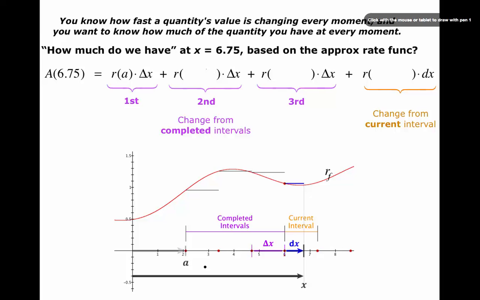Okay? So then, do you see that the first constant rate for the first interval will be R of a? Do you see that? We'll plug in that x value at the left side, and that's going to give you this rate, and we'll make that the constant rate for the whole interval, and we'll multiply by delta x, and we get that amount of change for the first interval. Make sense?